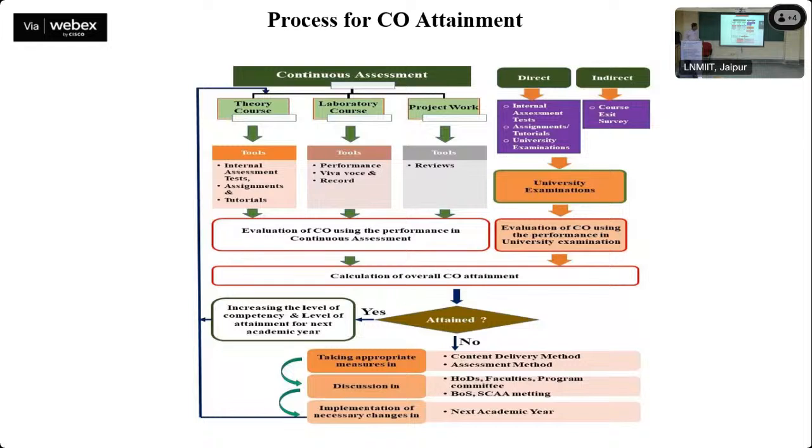Okay. So big theory is there. I will not take much time for that. You might have attended all those things. Okay. So here I will show only two processes. It is just a process of attainment. Okay. This is just a process. So the process of making vision mission is different. The process of making PSO is different. The process of making PEO is different.